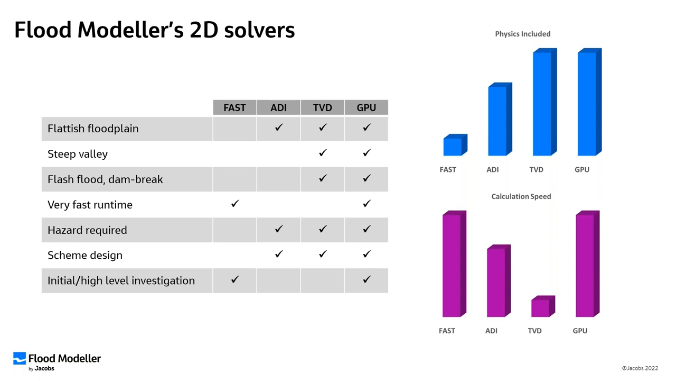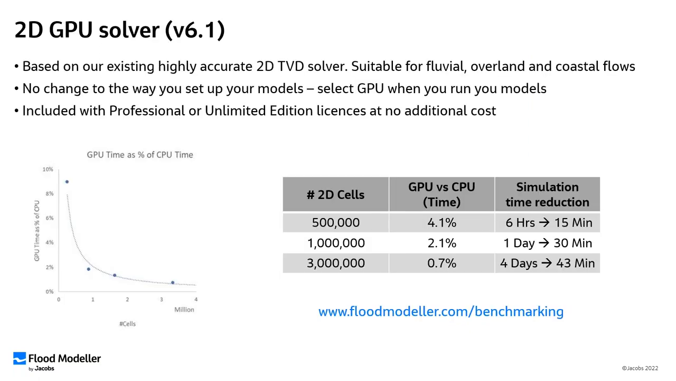Now GPU is the best of all worlds. It blends a really fast runtime with a high degree of physics included. I'll talk about that a bit more on the next slide. So the TVD GPU solver will become available in version 6.1, or at least through general release in version 6.1. This actually applies the TVD solver that I talked about in the previous slide in exactly the same way. There's absolutely no real change in the way the TVD solver operates or the way you need to set the model up. You literally just click a radio button in the XML, so your Flood Modeler control file, and that's it. You just tell it it's GPU. You don't have to do anything else.